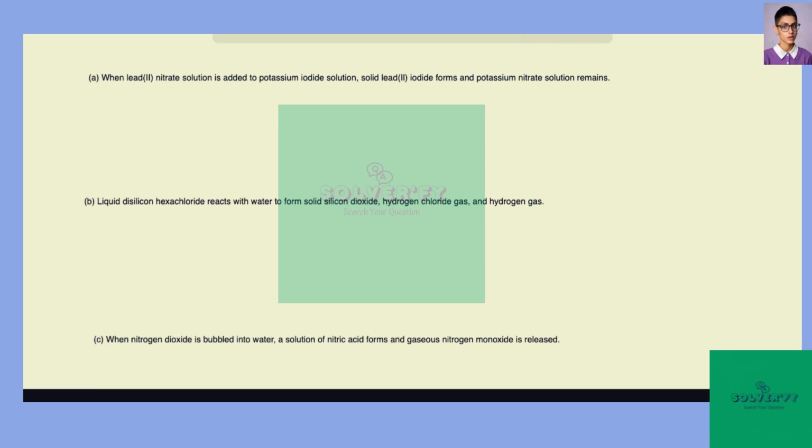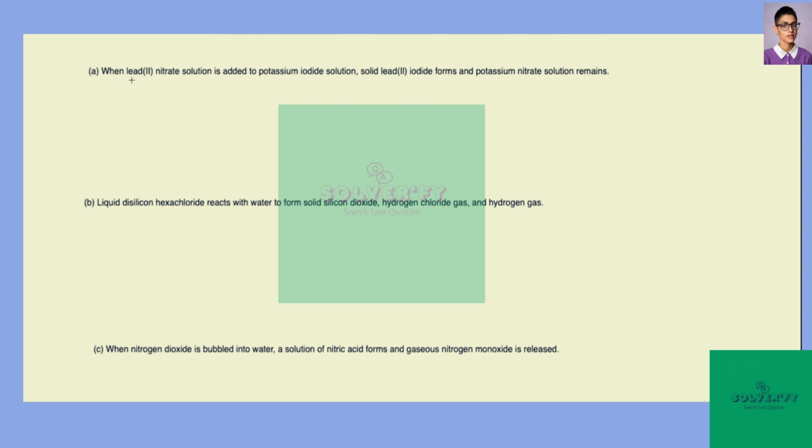To write balanced equations, given a description, the first step is to find the chemical formulas for each substance and then balance by changing the coefficients. So given the following descriptions, we can do those steps. For example, if you have lead nitrate solution, reacts with potassium iodide solution, solid lead iodide forms, and potassium nitrate solution remains.